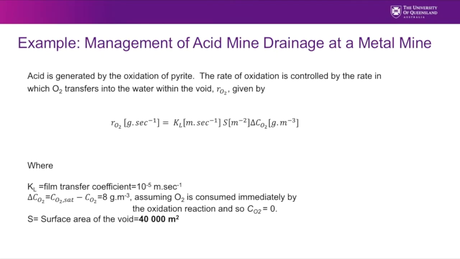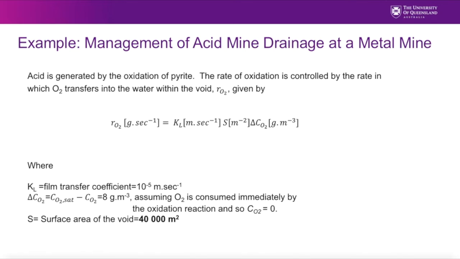So acid is generated by the oxidation of pyrite. The rate of oxidation is controlled by the rate at which oxygen transfers into the water within the void, and is given by this equation. This equation involves the film transfer coefficient, the surface area, and the delta of concentration of oxygen. That delta of concentration is given by the concentration of oxygen at saturation conditions, minus the concentration of oxygen.